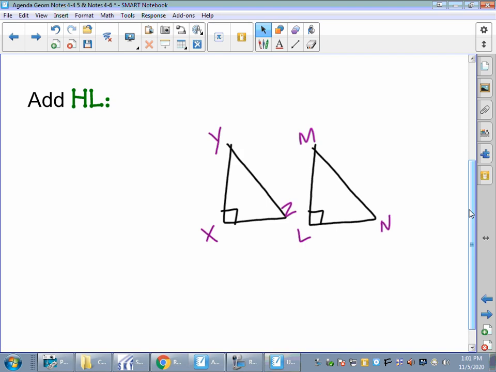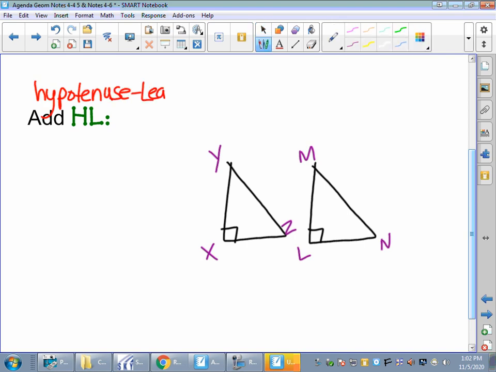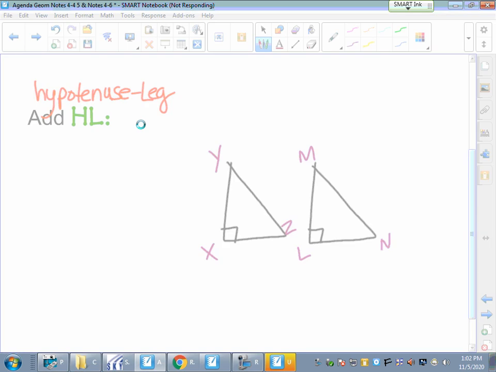In 4.4 and 4.5, we learned side, side, side, side, angle, side, angle, side, angle, and angle, angle, side. Well, there is one more. It's called HL. HL stands for hypotenuse leg. And hopefully you clue in immediately when it says hypotenuse that we're talking about right triangles. Notice I've got two right triangles that I did a very fancy drawing for. Hypotenuse leg means this. It's one more reason that we can add to our list of 4 that triangles are congruent.